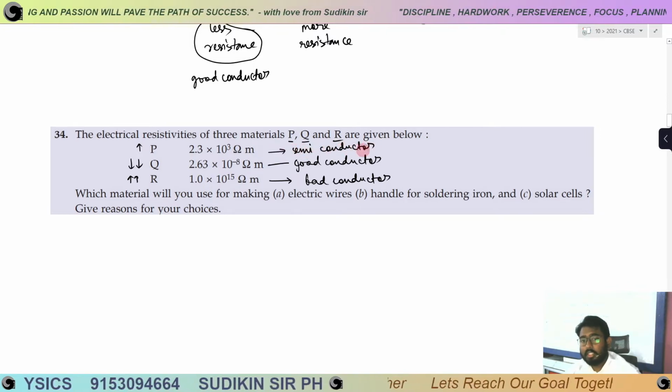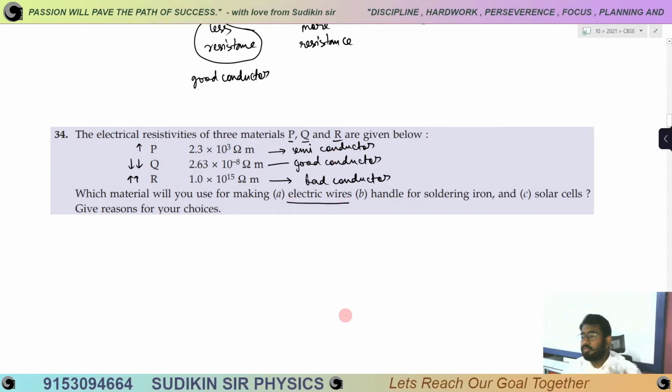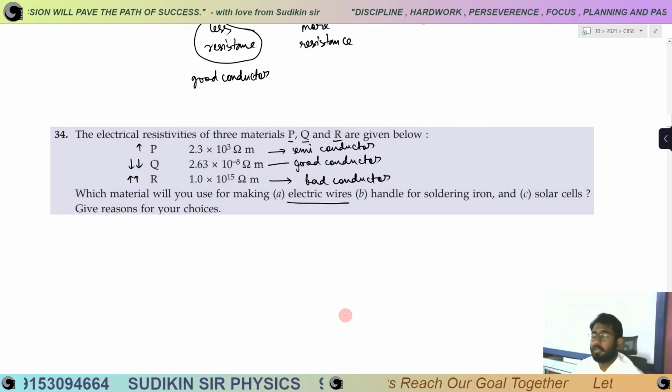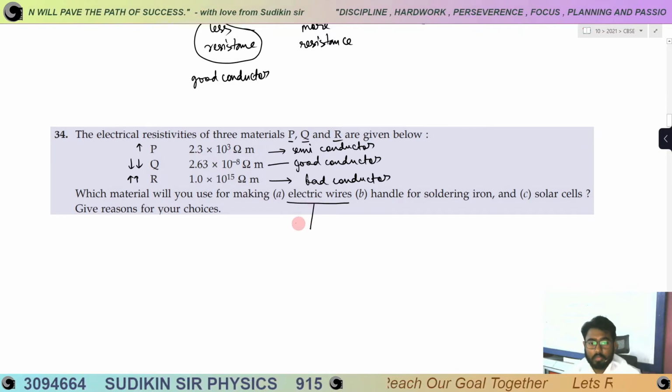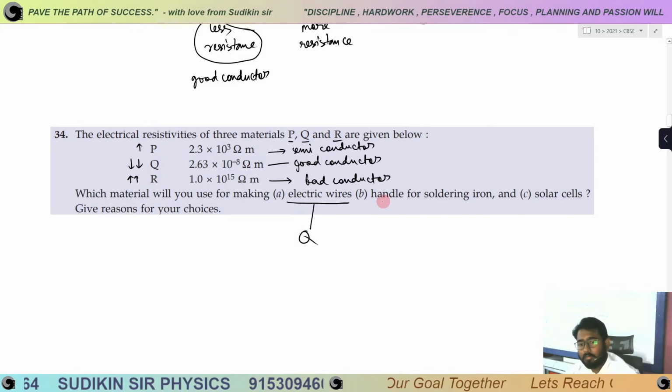Okay. Now let us get into one thing, electrical wires. Now what type of material do we use to make electrical wire? Good conductor, semiconductor, good conductor, very good. Then which will be that one? Very good. Okay, handle for soldering.